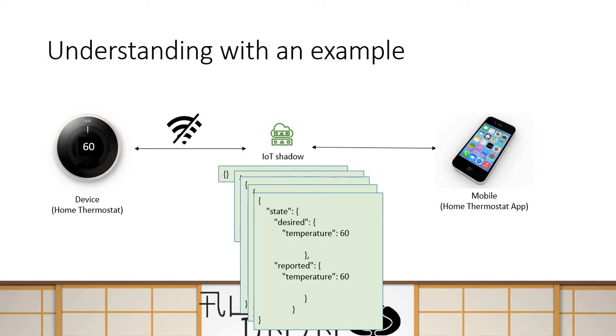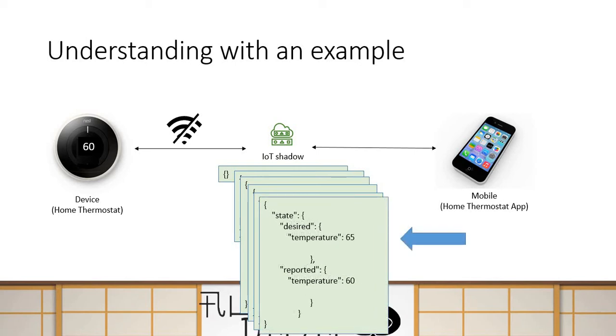So suppose the device goes offline, and meanwhile your application says, okay, now I changed my mind again, and I want my desired state to be 65 degrees. Now, you ask for a desired state of 65 degrees, but the device is offline. That means it cannot get a notification that the device shadow has now changed to 65 degrees. But here is the beautiful part.